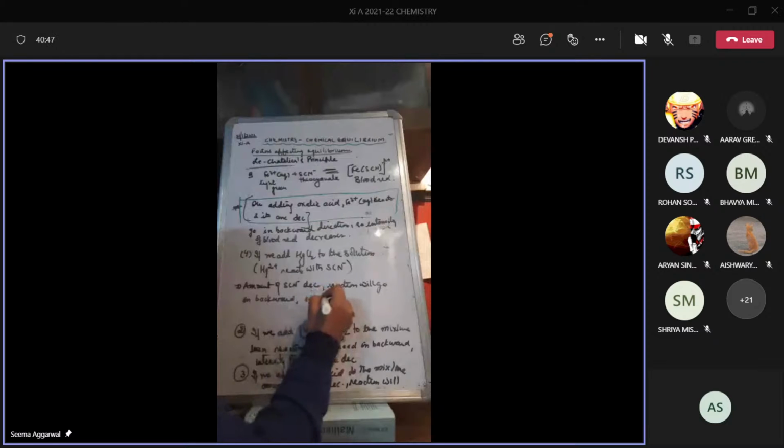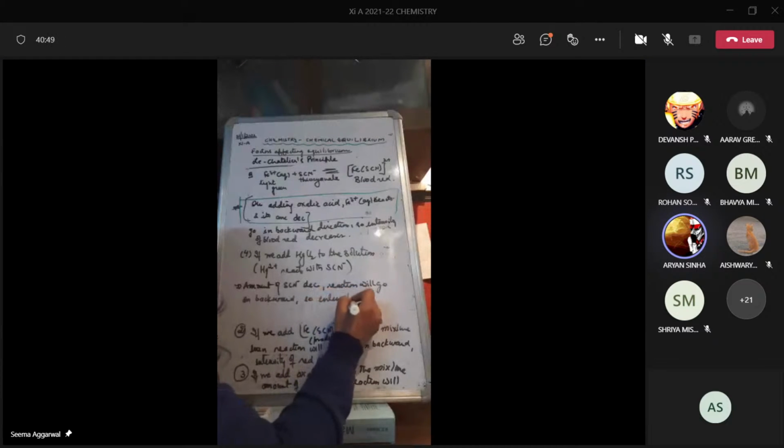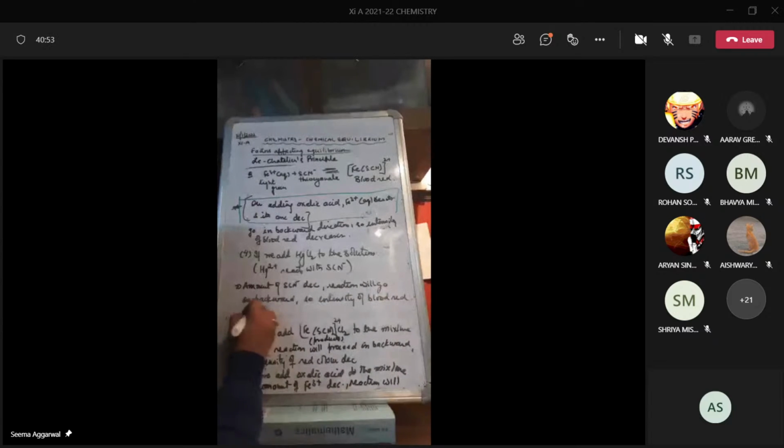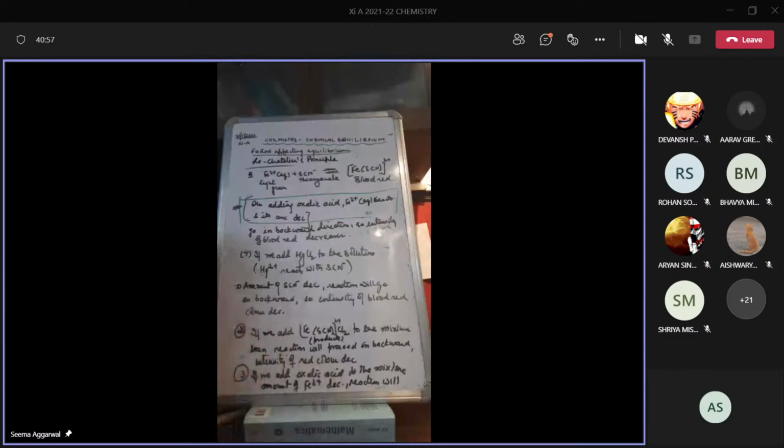So the intensity of the color will decrease. Yes. Is it okay? So this is a particular example which is based on color. Just go through the example. It is an NCERT illustration. These points are new for you, so just try to remember the points.